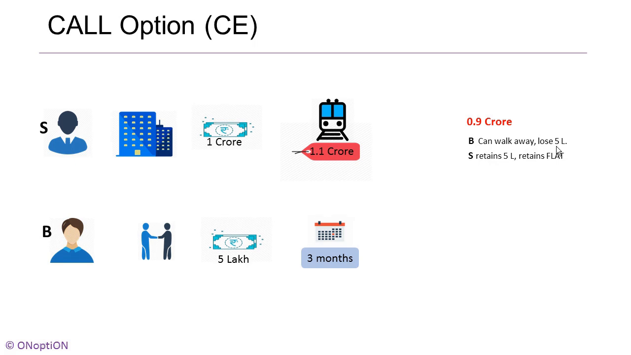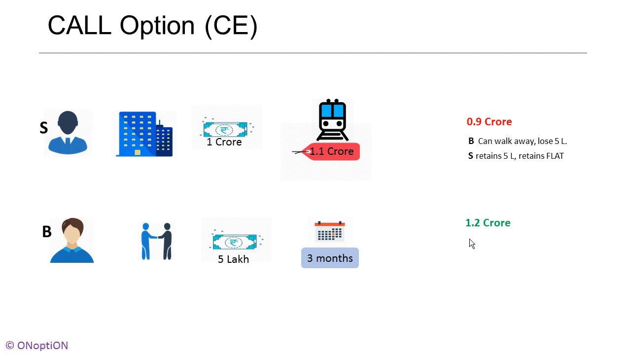So he would be losing the 5 lakh rupees that he paid as a contract fee. The seller S retains the 5 lakh. He also retains the flat. He may find another buyer to get a good price. Let's take scenario 2. In case the apartment value has gone up to 1.2 crore, maybe the reason could be that the metro station work has been completed before its scheduled time.